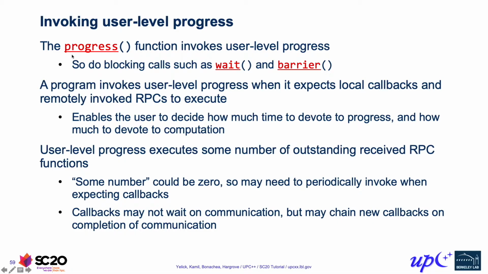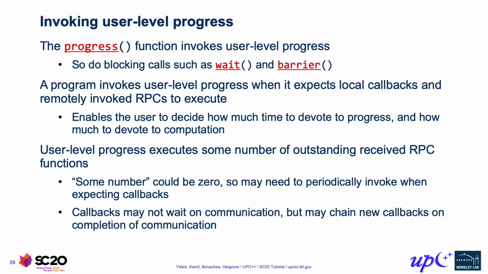So as I mentioned, we do provide a progress function for explicitly invoking either internal or user level progress. But many applications don't need to invoke progress directly because anything that blocks will invoke progress. That includes waiting on a future. It includes a blocking collective operation like a barrier. If, on the other hand, a program has some long-running computation and expects local callbacks or remotely invoked RPCs to get executed during that time, then the application needs to explicitly call progress to make sure that that happens.